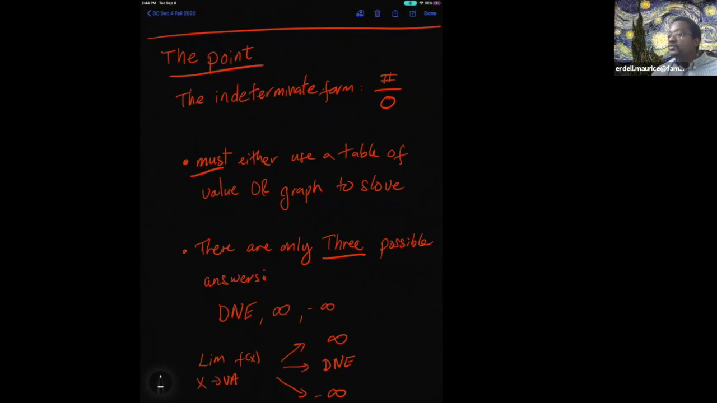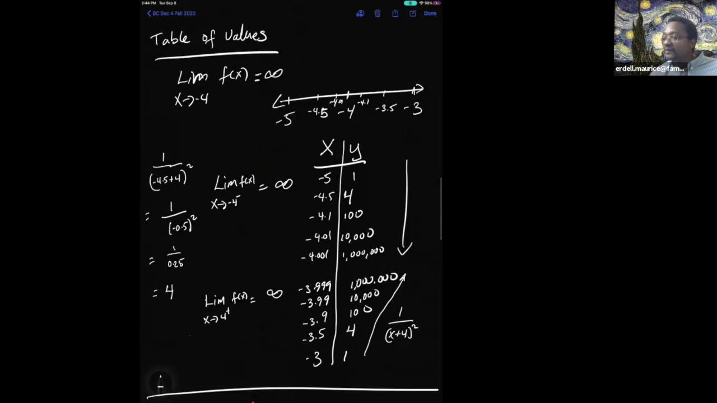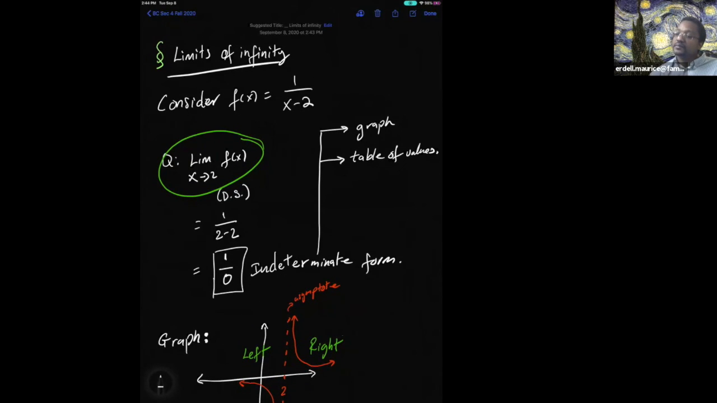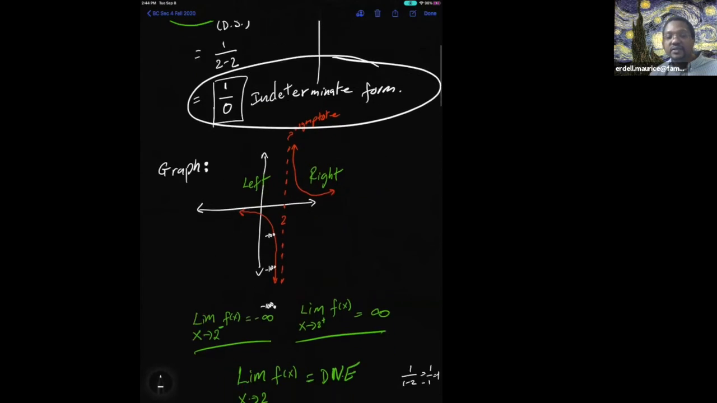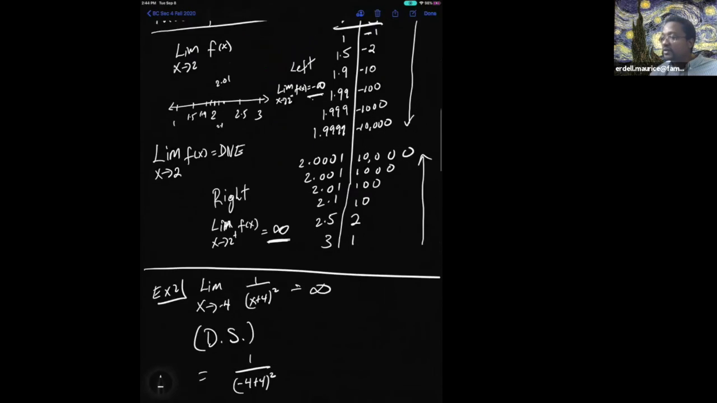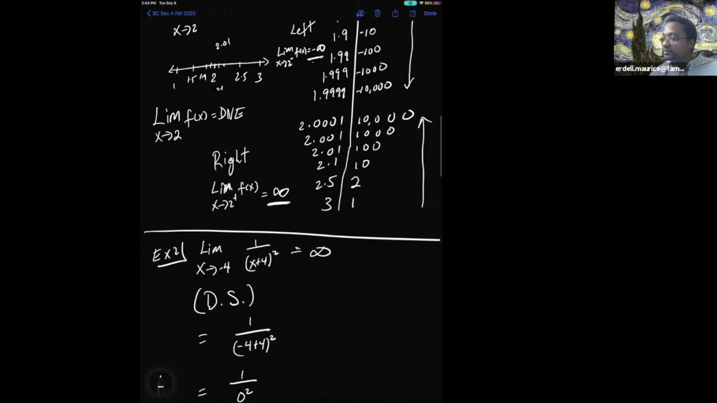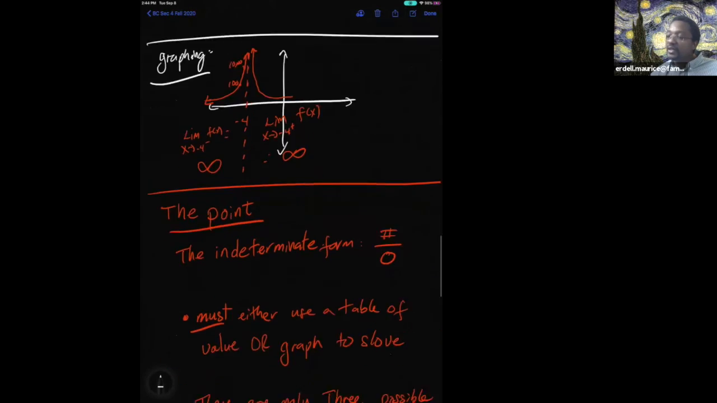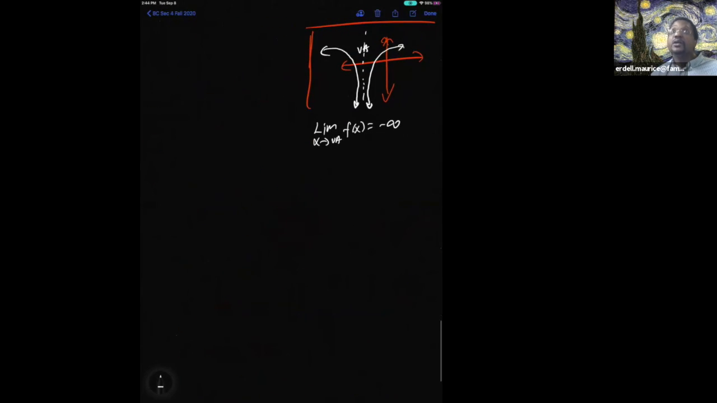All right, so the title of this section right here was limits of infinity. When you're taking this kind of indeterminate form, that's when you get a limit where the answer is either infinity or negative infinity. Can you see right here? My answer for example 2 was infinity, right? That's how you get your examples of limits of infinity.